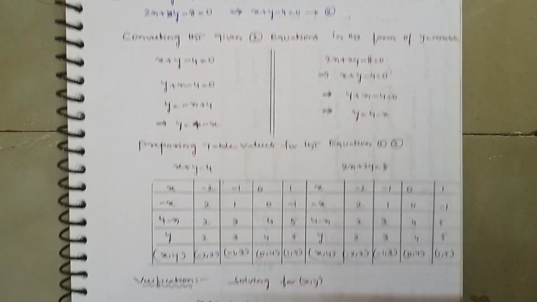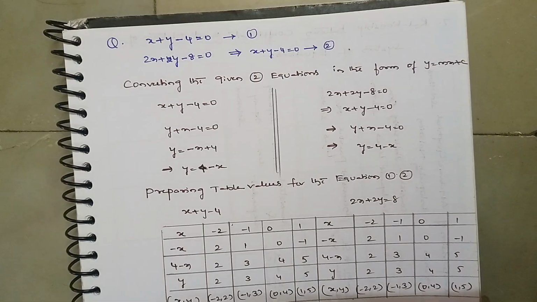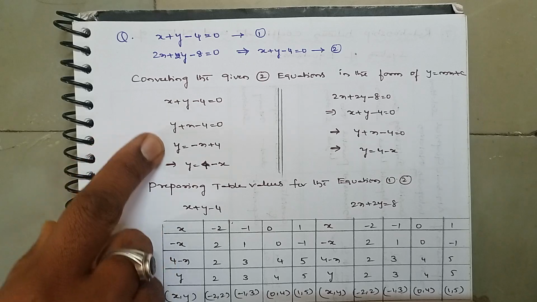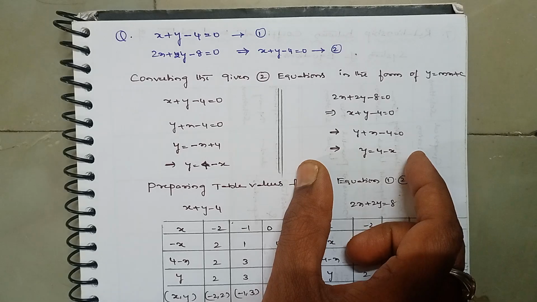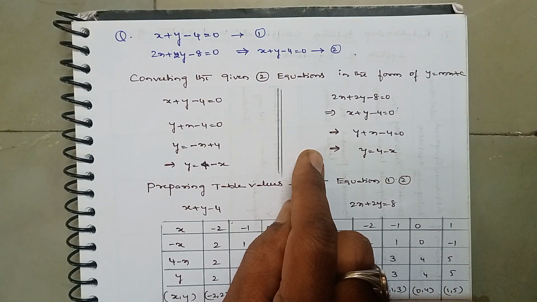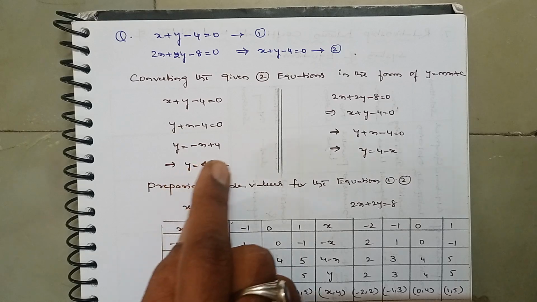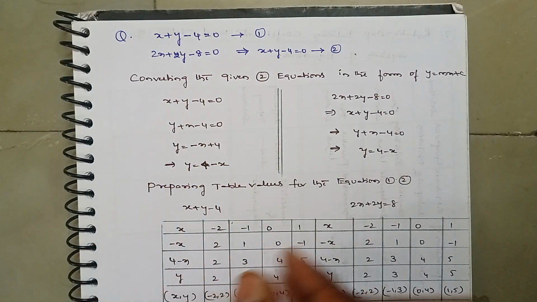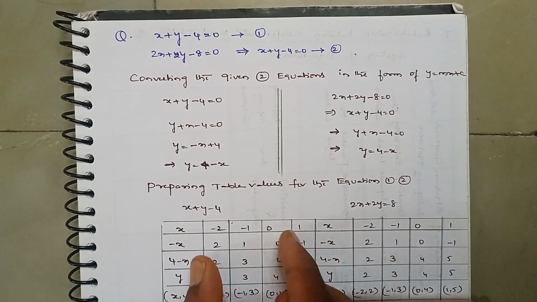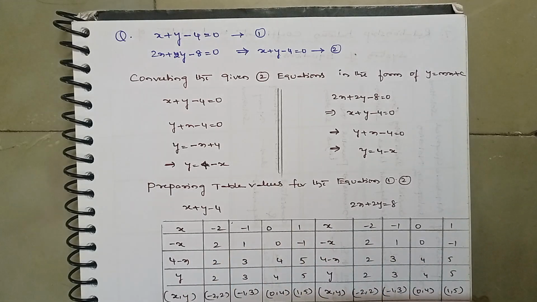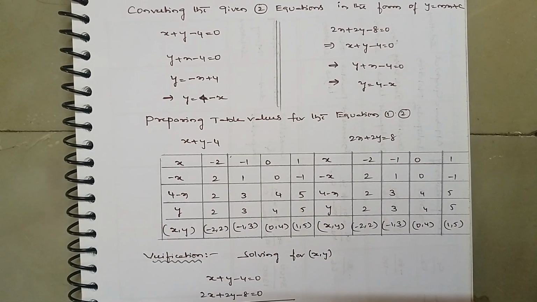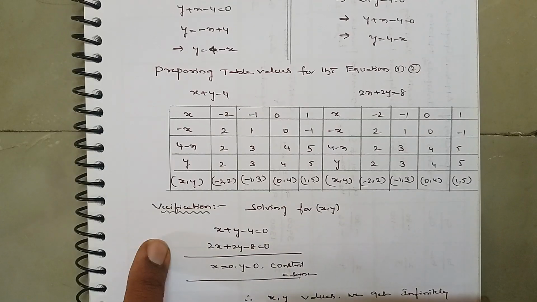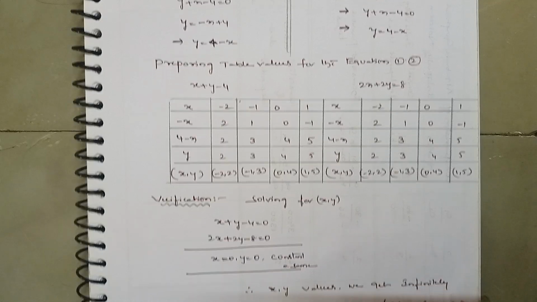Okay, so take down equation 1, convert it into y equal to mx plus c format, and prepare a table for that. Take down the second equation, convert it into y equal to mx plus c format, where m is the slope and the constant term is called the y intercept. Prepare a table for that. Take any values, simplify, and write the ordered pairs. These points will be plotted on the graph paper. Now, for verification purposes, we solve for x and y.